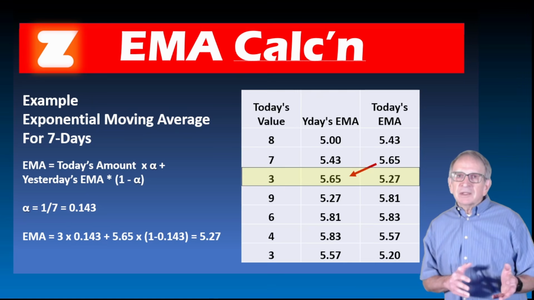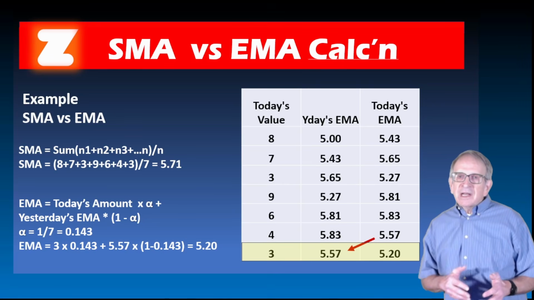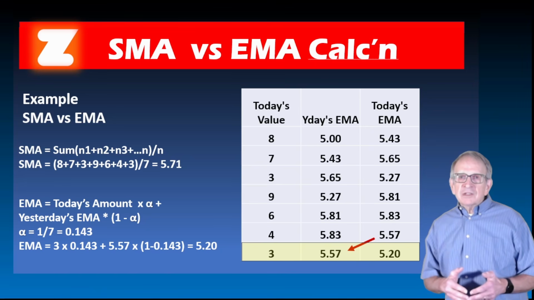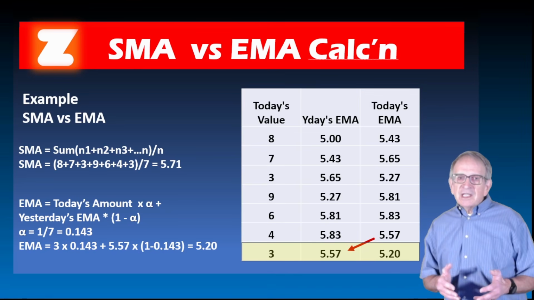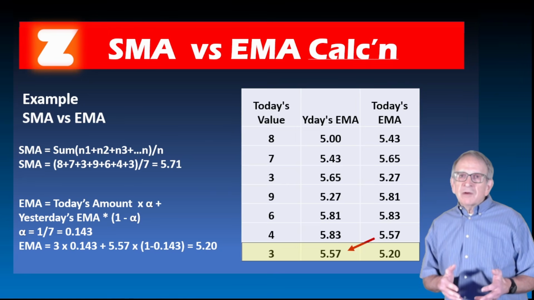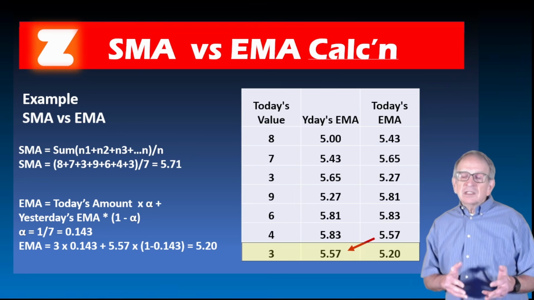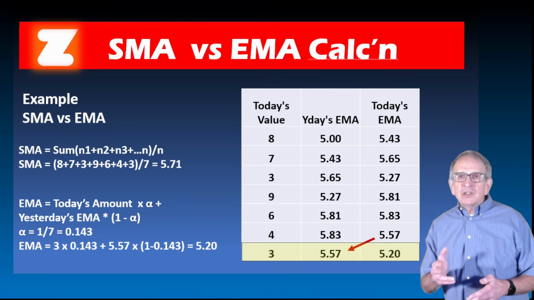Let's look at another example. Here we're going to calculate the SMA and the EMA for the last line in that table. And it's a 7-day period. So for the SMA, again, we sum up all of those values for the 7 days and we divide it by 7, and we get a result of 5.71. For the EMA, we're going to take today's value and multiply it by alpha, 0.143. And to that, we're going to add the product of yesterday's EMA, which was 5.57, times 1 minus 0.143. And we get a result of 5.2.